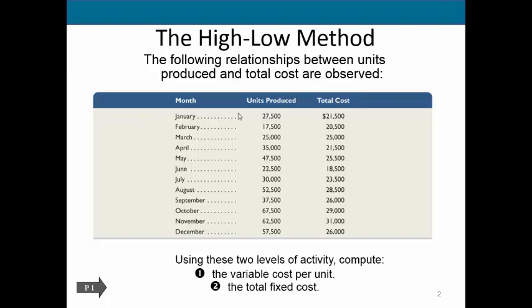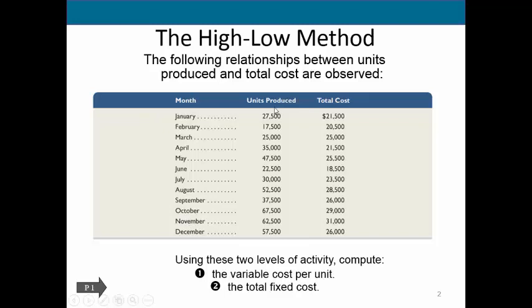So first we have to decide which 2 points of data we're going to use. And if you look at the title of this method, it is the high-low method. What that means is we are going to select our 2 points of data based on the highest quantity and the lowest quantity periods. So you can look here, we've got various points of data, and we will select the 2 points of data, or in this case the 2 months, the one that has the highest level of activity and the one that has the lowest level of activity.